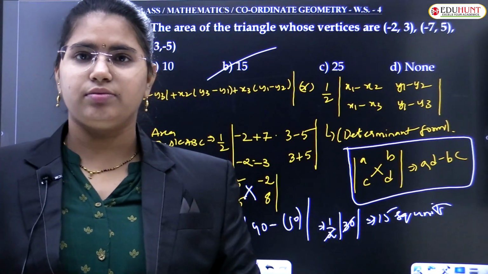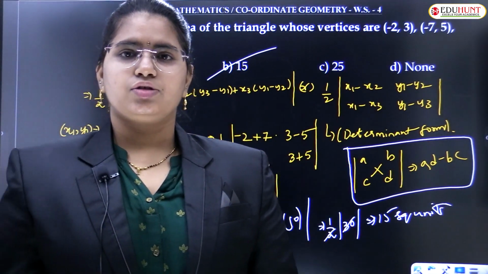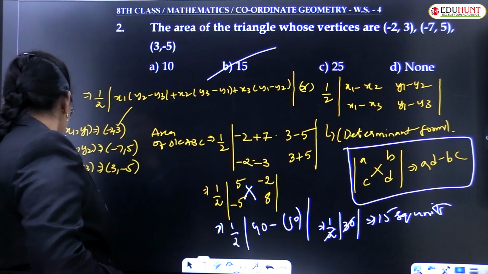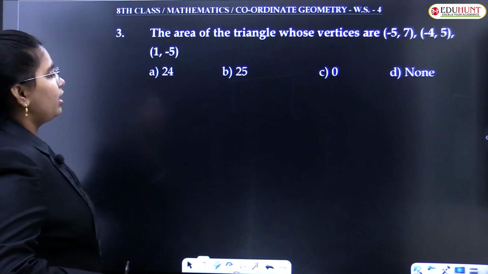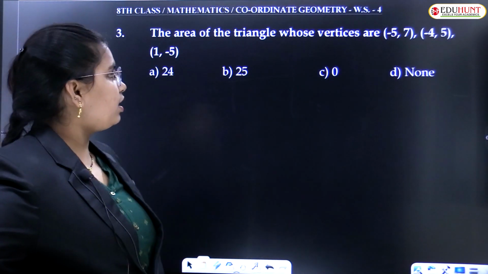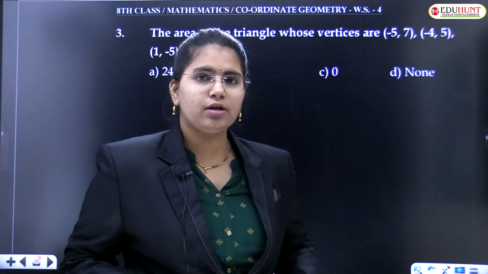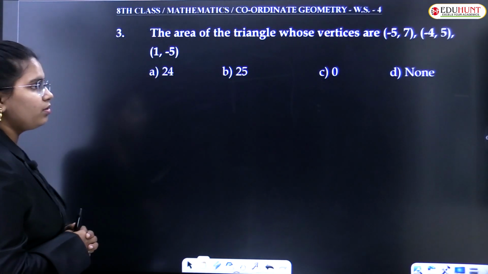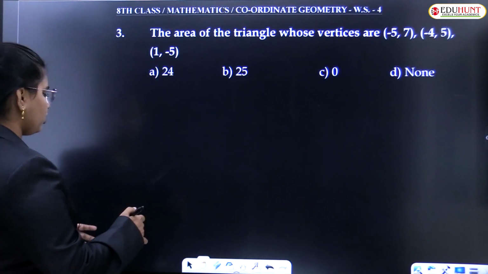Did you clear with it? Understood? Shall I get back to the next question? Chalo. So what is my next question? The area of the triangle whose vertices are minus 5 comma 7, minus 4 comma 5, 1 comma minus 5. Let's solve the problem.